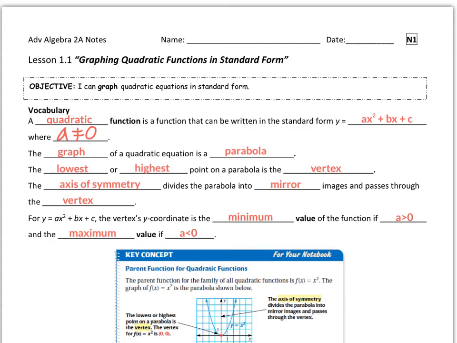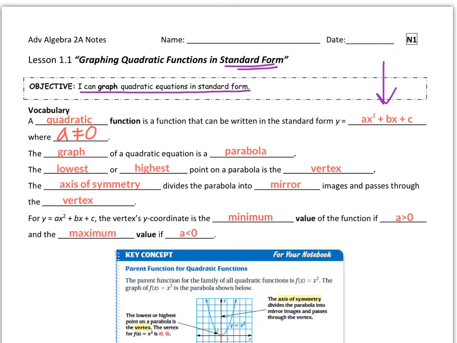Welcome to our first lesson, lesson 1.1, where we are going to be graphing quadratic functions in standard form. So this video specifically is going to direct your attention to standard form, and here is the standard form of a quadratic function. In the following videos, we're going to be looking at vertex form as well as intercept form, but today I'd like to focus on graphing quadratic equations in standard form.